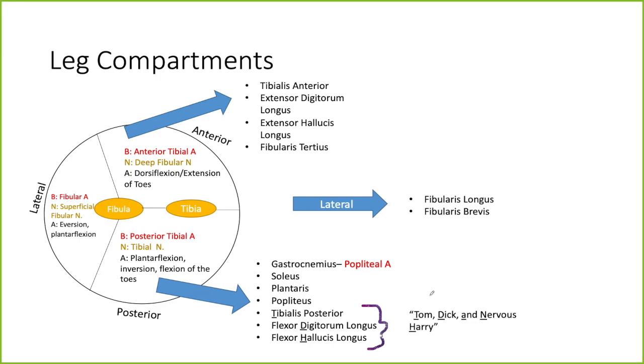And then we've got our Tom, Dick, and very nervous Harry. So we've got tibialis posterior, flexor digitorum longus, and then flexor hallucis longus for Harry. So Tom, tibialis posterior, Dick, flexor digitorum longus, and nervous, that's tibial nerve. A is for posterior tibial artery, and then nerve, tibial nerve, and then Harry, flexor hallucis longus. So in lab, if you look at the medial malleoli and look under it, Tom, Dick, and nervous Harry, they're in order. Harry is more deep.